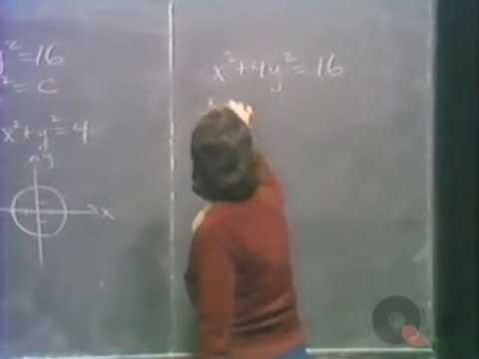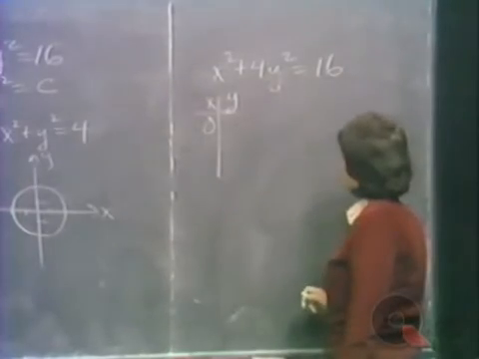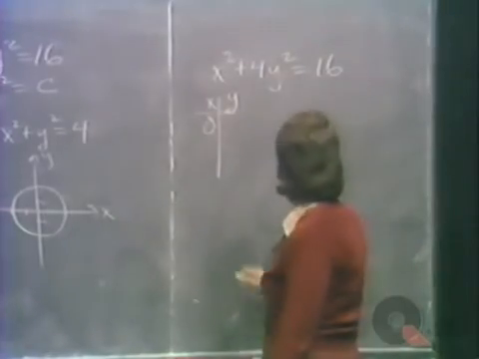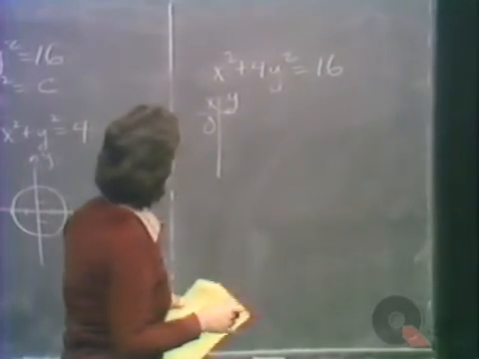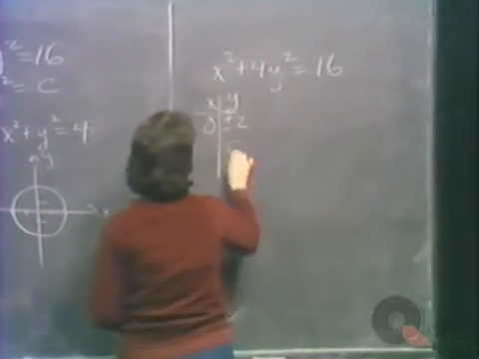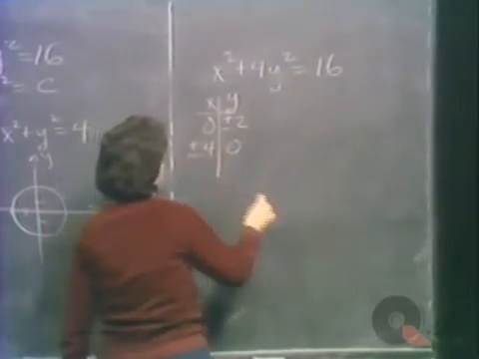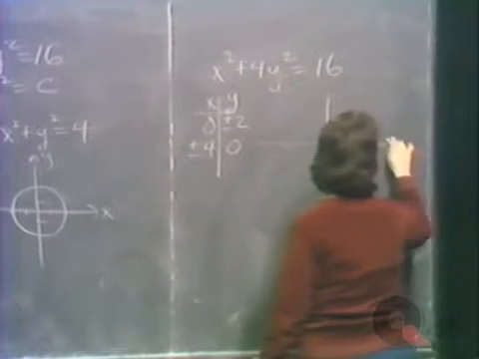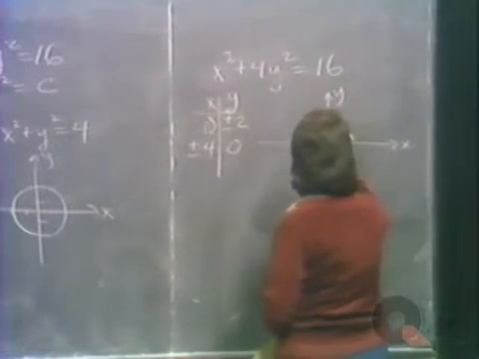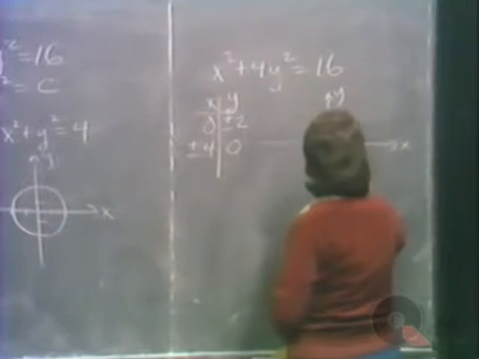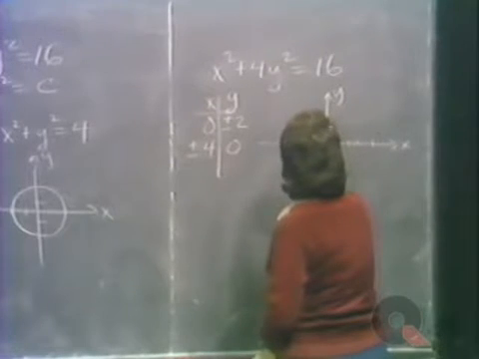And the intercepts, if x is 0, 4y squared equals 16, y squared is equal to 4, y is equal to 2 and minus 2. And if y is 0, x squared is 16, x is 4 and minus 4. We once again have an ellipse. Now the y-intercepts are 2 and minus 2. The x-intercepts are 4 and minus 4.